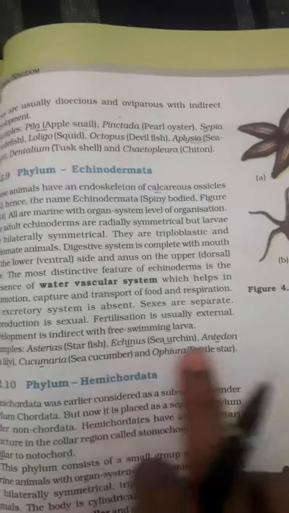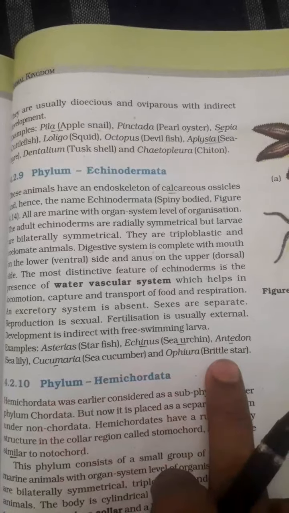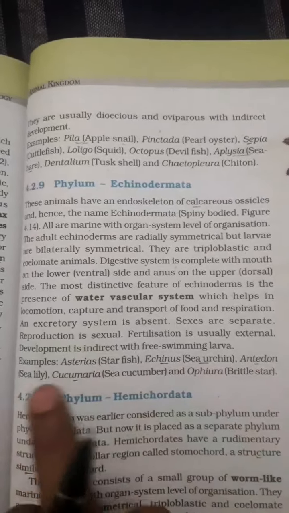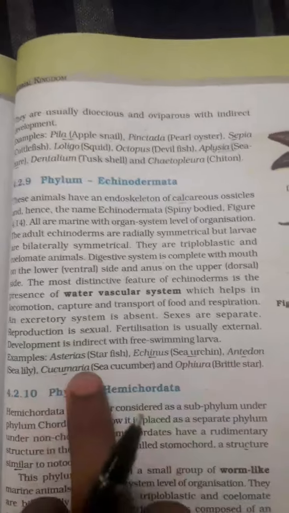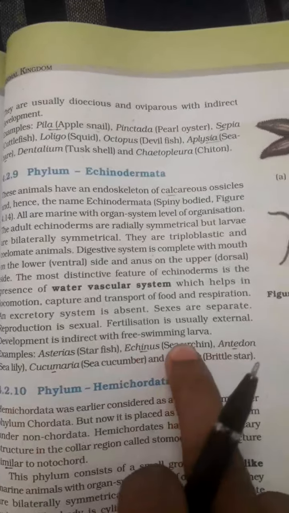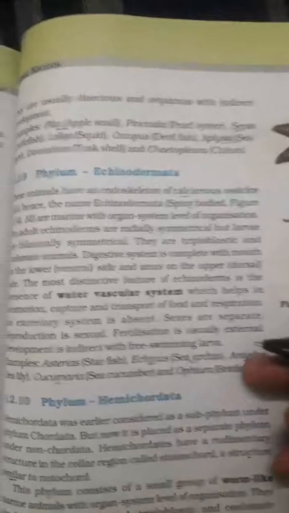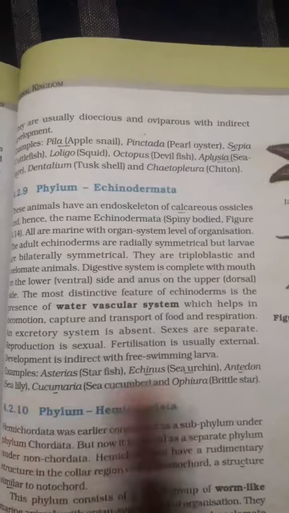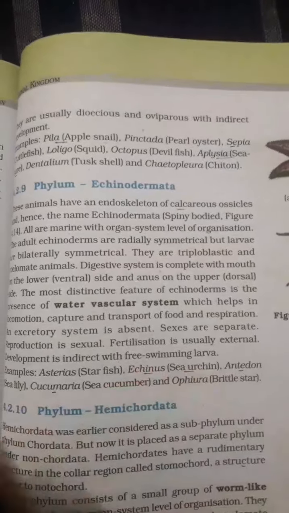Ophiura is a brittle star. This one is the starfish, Ophiura is the brittle star. Antedon, sea lily, Cucumaria, sea cucumber, you can remember this. And Echinus is the sea urchin. So you understand this point.